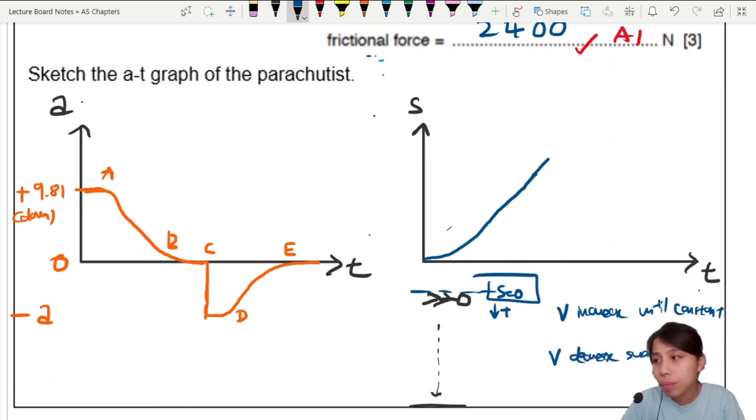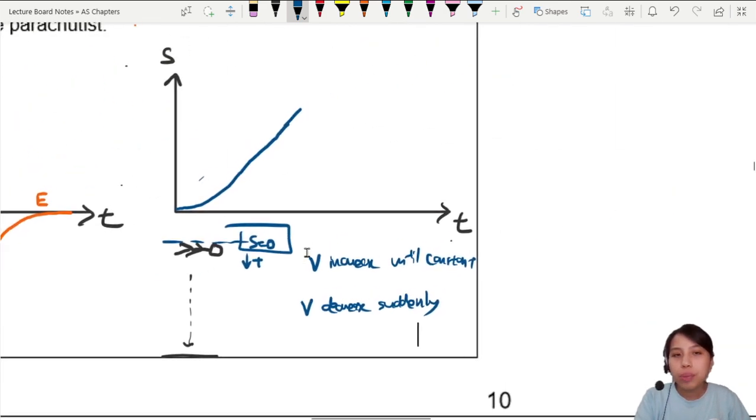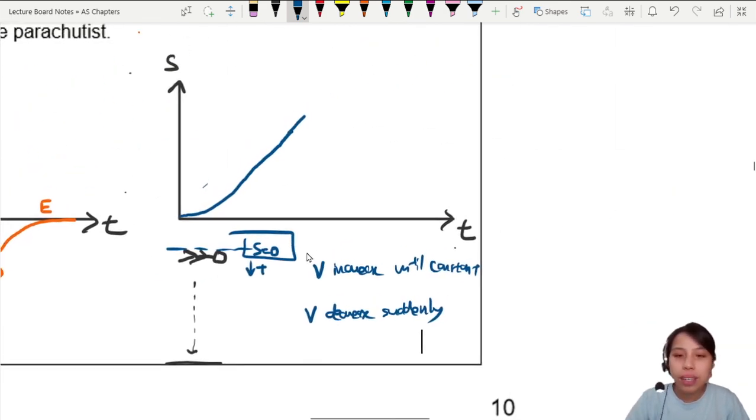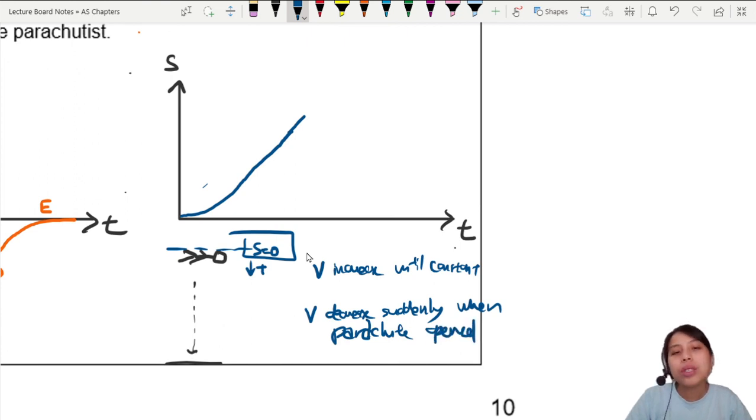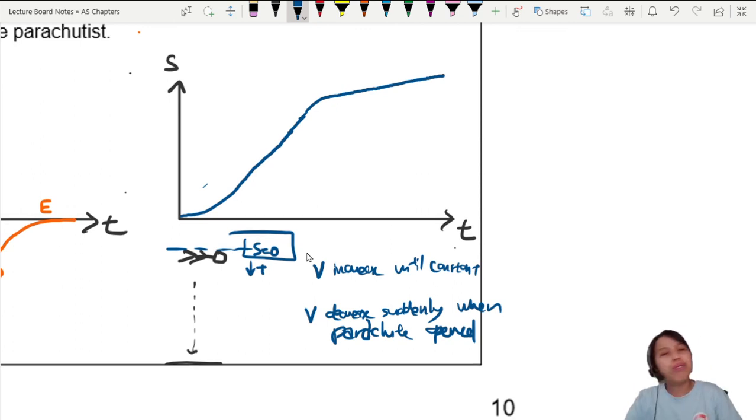suddenly. My hair is blocking again. Let's put it here. So V decreases suddenly when parachute opens. So I need to suddenly change the velocity. So maybe here there'll be a bend and then I'm at a lower velocity, but I'm still going further and further away. So this is a very rough sketch of how you can see it.